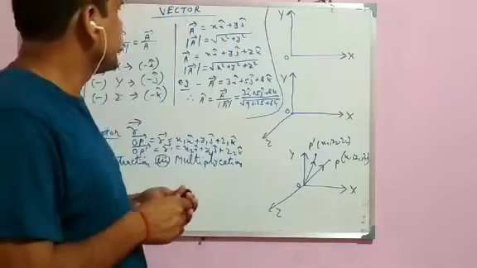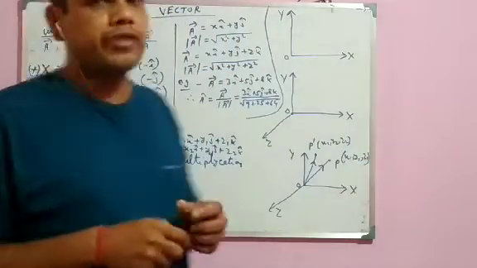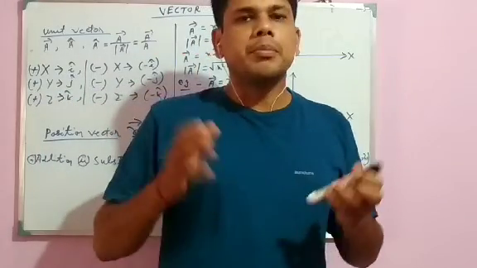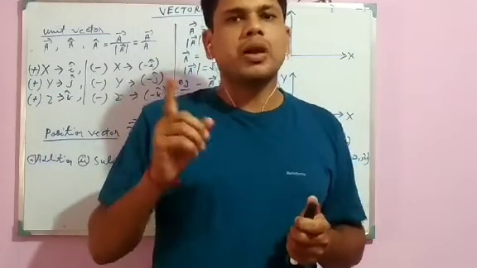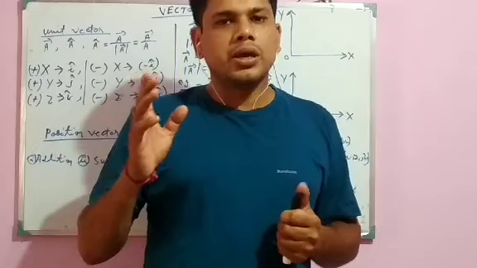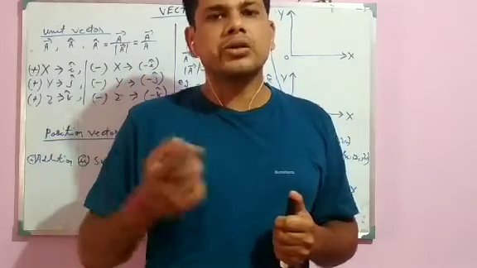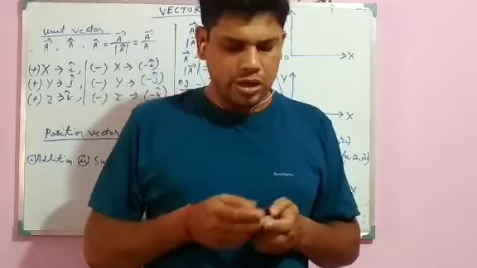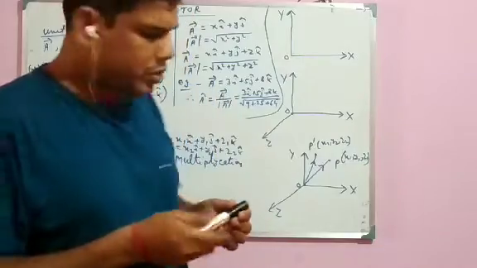Now, unit vector already discussed. It is the vector which has magnitude 1 unit, means it is a vector whose magnitude is 1, is called unit vector.